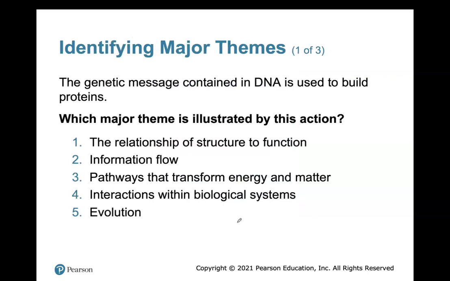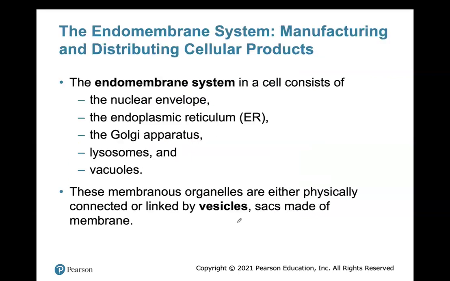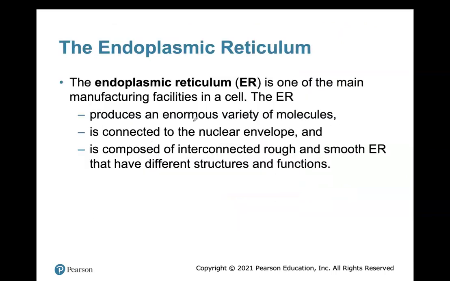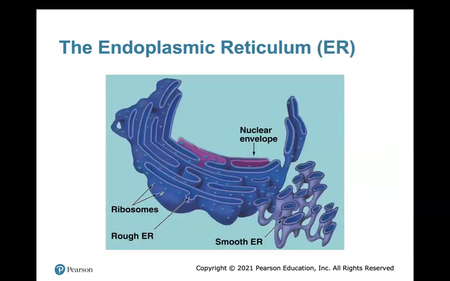The endomembrane system consists of the nuclear envelope, the endoplasmic reticulum, the Golgi apparatus, lysosomes, and vacuoles. All of these membranous organelles are either physically connected or linked by vesicles. So the endoplasmic reticulum produces an enormous variety of molecules. It's connected to the nuclear envelope, and it's composed of interconnected rough and smooth ER that have different structures and functions. The rough ER is embedded with ribosomes, and the smooth ER does not have any ribosomes.